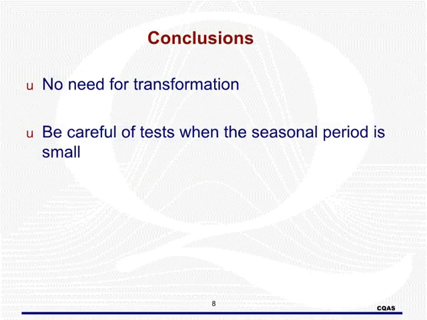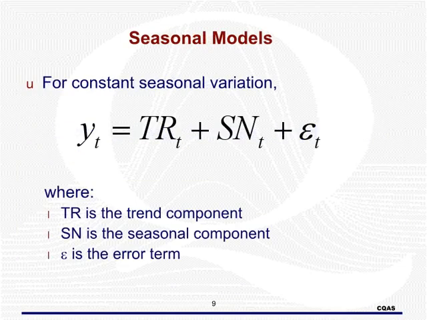Be aware that the equal variance tests do not work as well in small sample sizes. Now let's talk about seasonal trend models. If the seasonal variation is constant, then the model in the slide is considered the seasonal trend model. Notice that it has three components: a trend piece, TR, a seasonal piece, SN, and an error piece, epsilon. The trend piece can be anything that we talked about in the last lecture: linear, quadratic, exponential, etc.